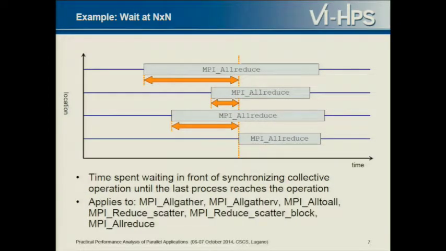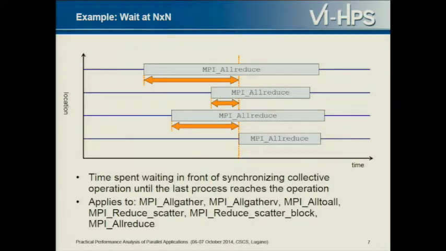This is an example of one of those. If you imagine we're looking at 4 processes here with time going from left to right, we're seeing 4 processes executing an all reduce. A collective operation, MPI all reduce executed on COMM world, involves all of the processes. Processes can't actually proceed to complete the all reduce until the last one is available to participate.